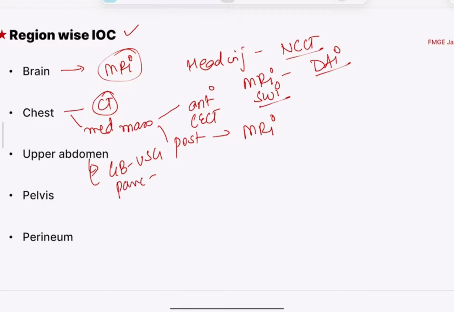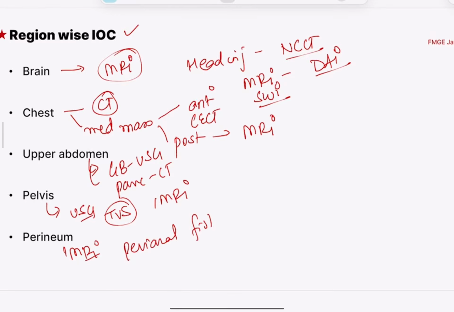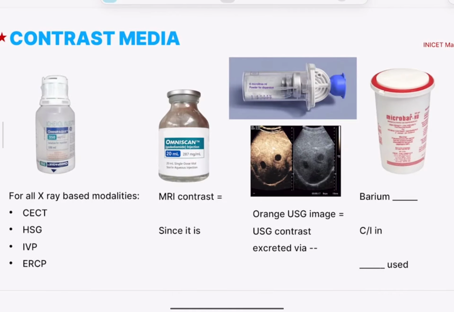For upper abdomen, it depends on the organ. For example, if it is gallbladder, fluid containing, so USG. If it is pancreas, then you go for CT. For liver, you have triple phase CT, right? For pelvis, you have ultrasound like transvaginal sonography and MRI, which are most important. For perineum, example like perianal fistula as well, you have MRI, which is now the better investigation.